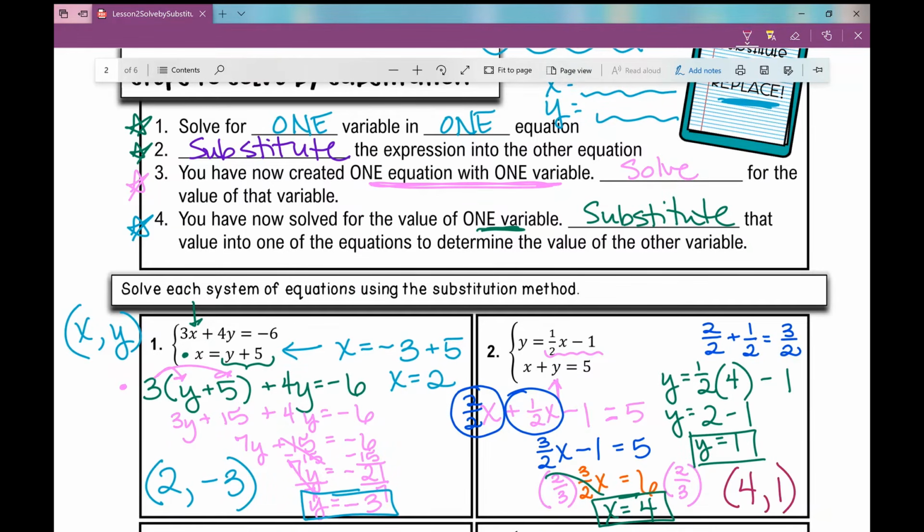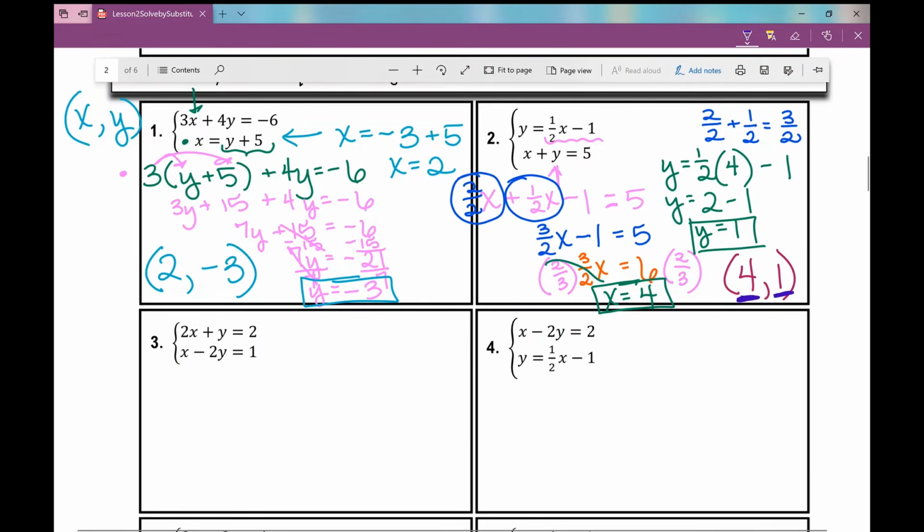Now be careful when you're taking a quiz or a test, and the question says, what is the x value of the solution to this system of equations? Well, what is the x value? It's 4. What is the y value of the solution to this system of equations? It's 1. So just be careful about questions like that.